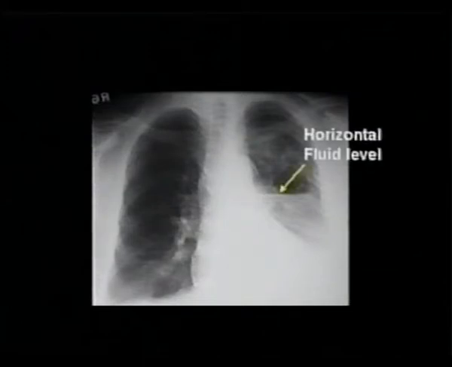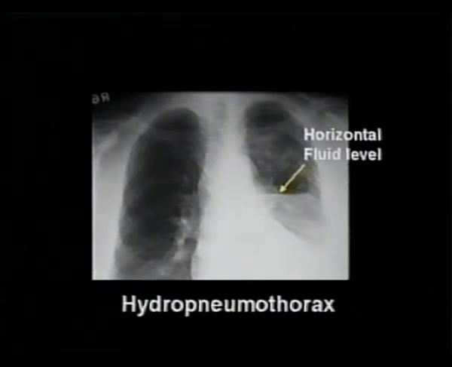Can you see the horizontal fluid level in the left hemithorax? This shows that there's air and fluid. This is hydropneumothorax. This is different to a pleural effusion.